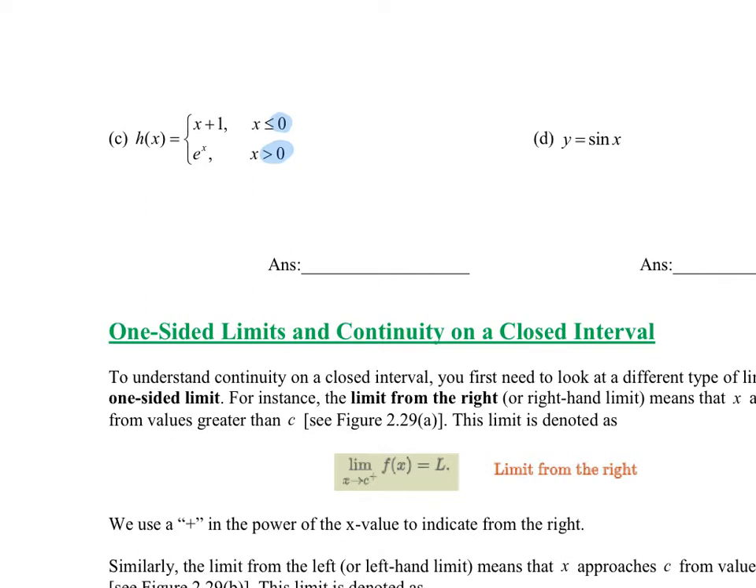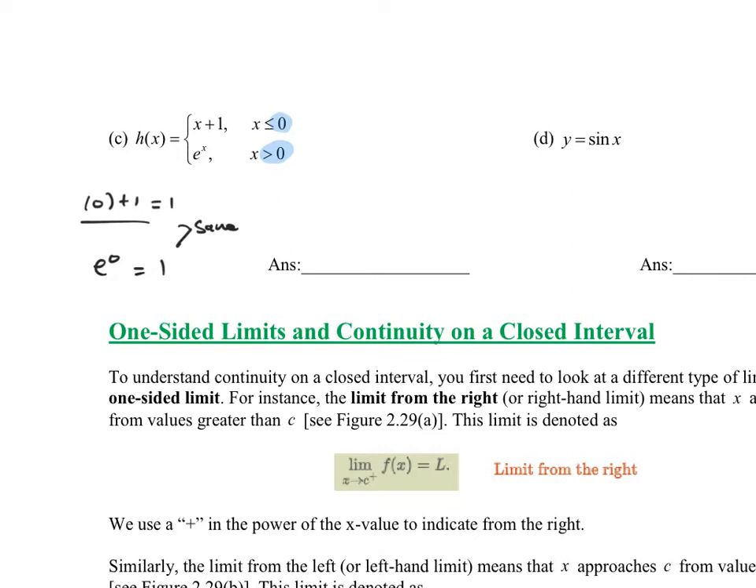And if you remember from the previous section 2.2, how do we handle piecewise defined functions? All we have to do is plug in that x value into each of those functions. So 0 plus 1, when we put it into the first function, is equal to 1, right? And then we look at e to the 0, which is also equal to 1. Since they're the same, we know the limit exists, we know the point exists, and they're the same thing. That means it's continuous at that point.